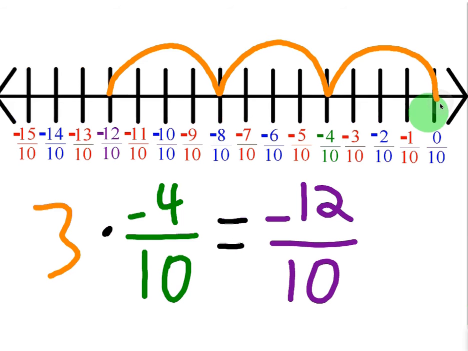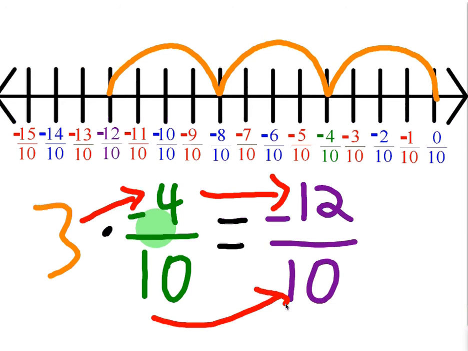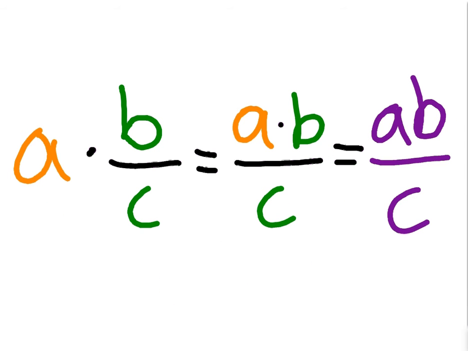So -4/10, if we add that 3 times, we have to go to the left, obviously, so that's -4/10. Hop again, -8/10, that's twice, and then 3 times we end up at -12/10. So as you can see, all you're actually doing is taking the whole number and multiplying by the numerator to get a new numerator. The denominator stays the same. And again, that's because the numerator is just the piece of the whole, and if you're adding that 3 times or whatever, you end up with the new numerator, or the new piece of the whole.